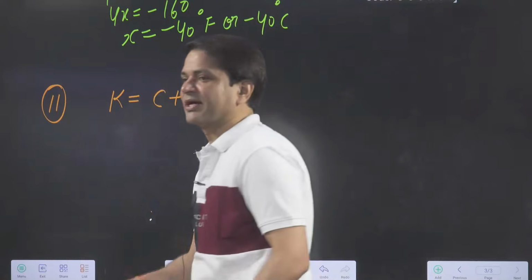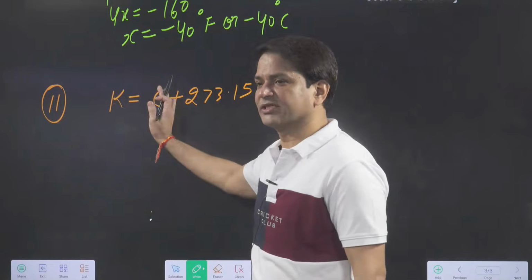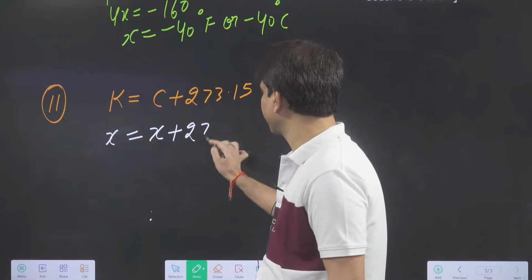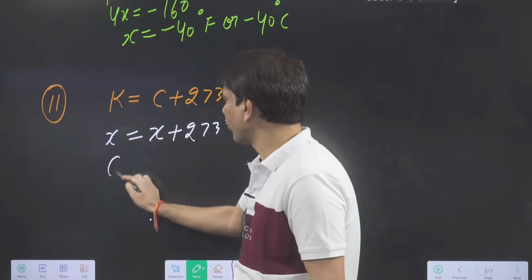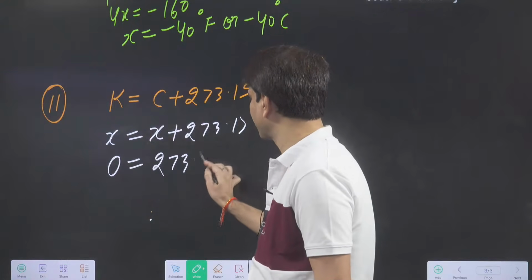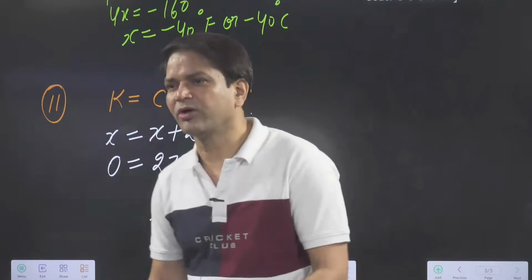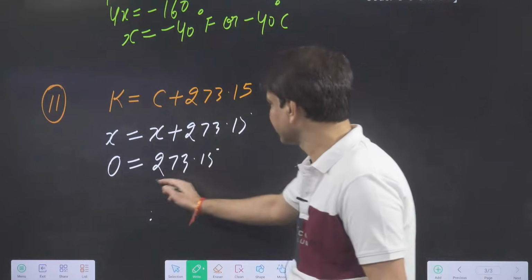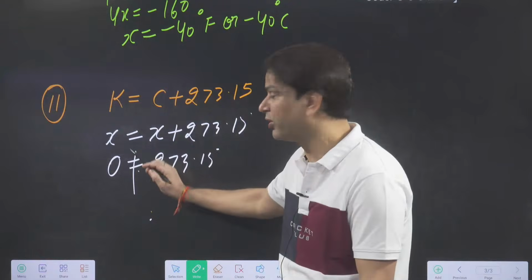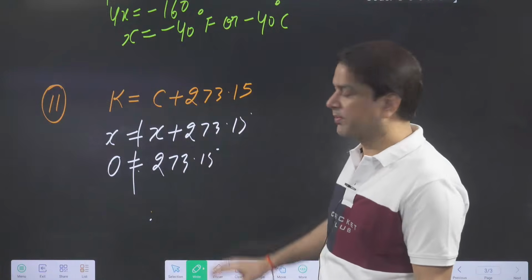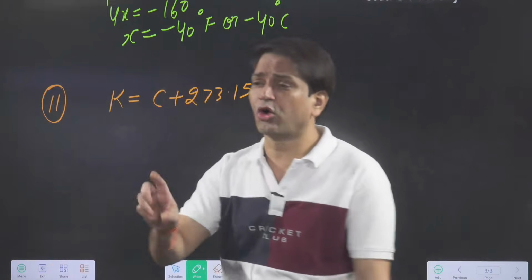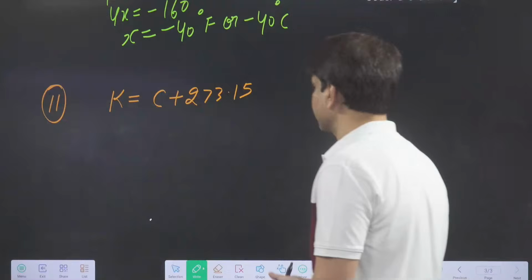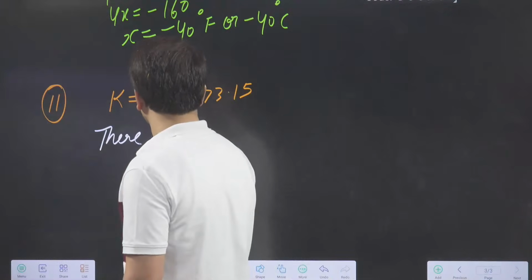Otherwise, mathematically, if both scales are showing the same reading, it means X is equal to X plus 273.15. Now X cancels out, and what do you get? 0 is equal to 273.15. But 273.15 is not zero, so this is not possible. Everybody got it? So there is no temperature at which both scales will show the same reading.